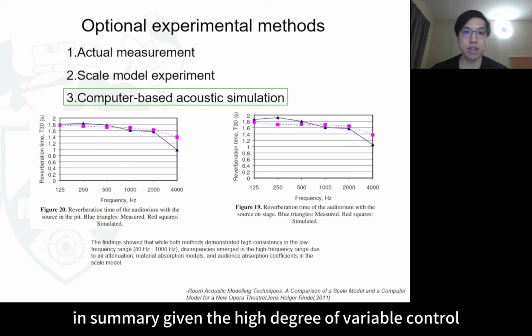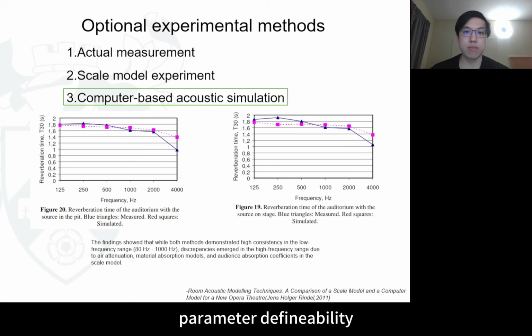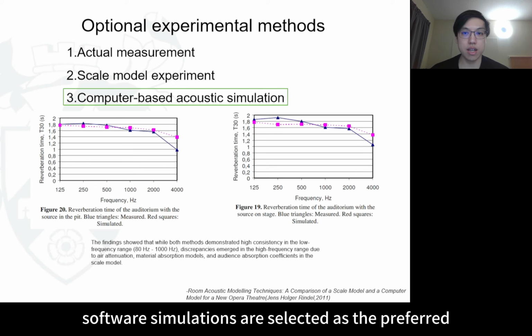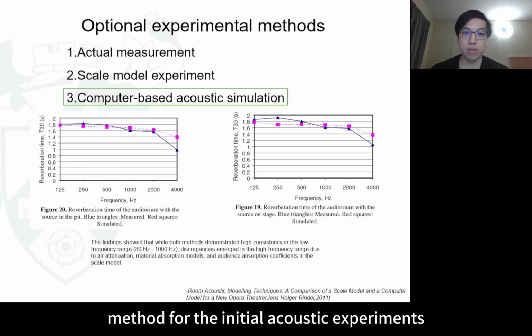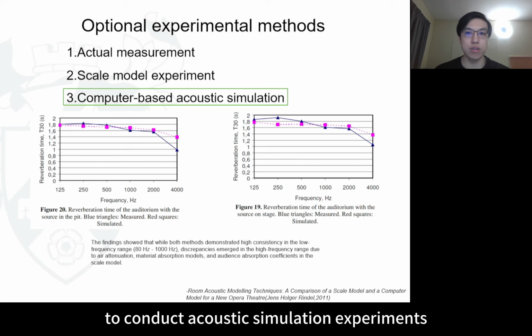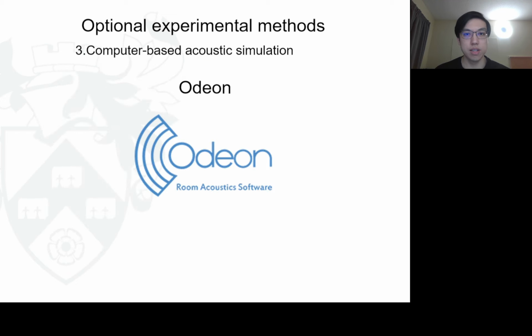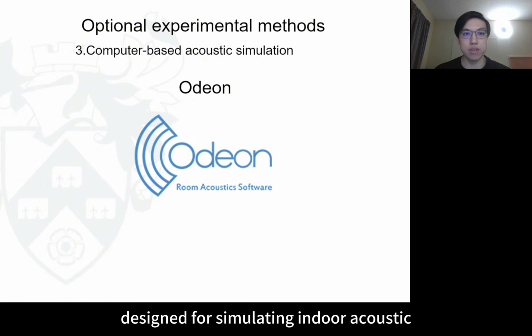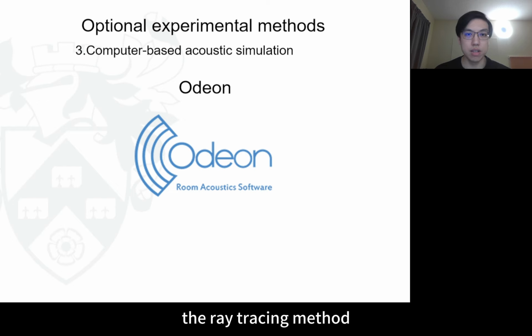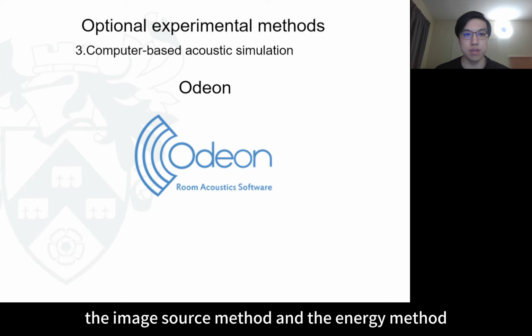In summary, given the high degree of variable control, parameter definability, and strong correlation with actual measurement results, software simulations are selected as the preferred method for the initial acoustic experiments in this study. Therefore, I choose Odeon to conduct acoustic simulation experiments. Odeon is a platform designed for simulating indoor acoustics, employing a hybrid method that integrates three algorithms: the ray tracing method, the image source method, and the energy method.